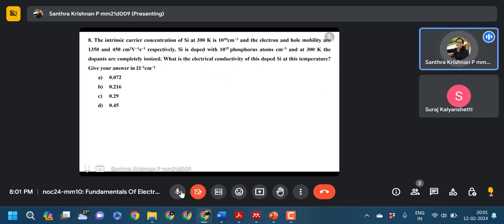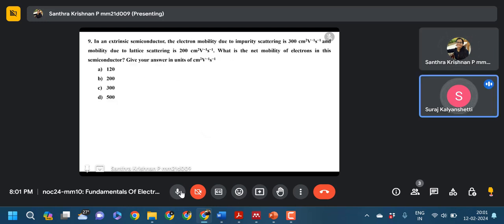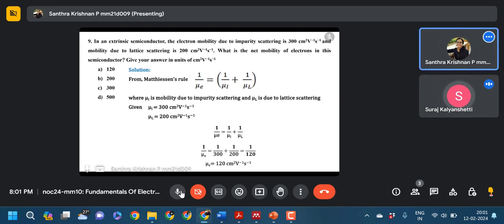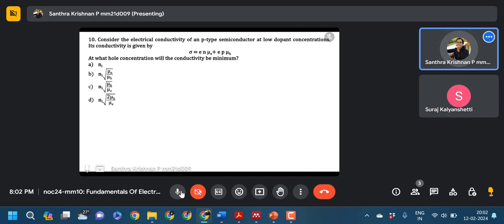Have they given options? Yeah, they've given options. If you are logged in onto the professor, I can share my screen. What was the question? Can you repeat? One second, I'll repeat the question itself. At what hole concentration will the conductivity be minimum? The options are ni, root of mu, and so on. Yeah, that is the one that we had left out last week.